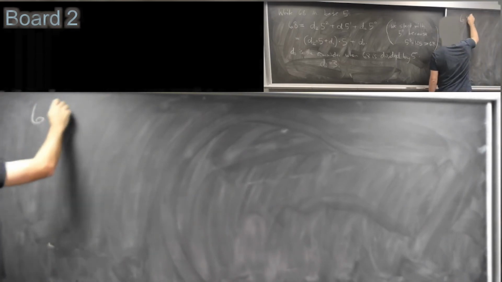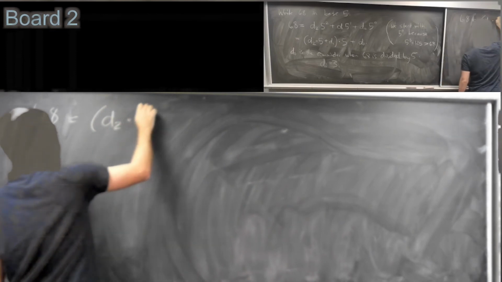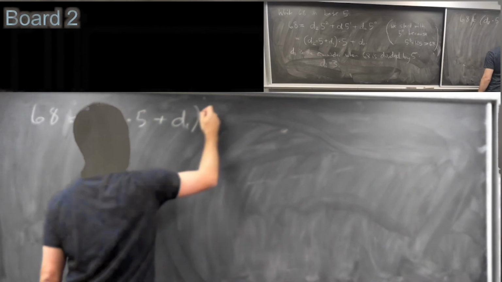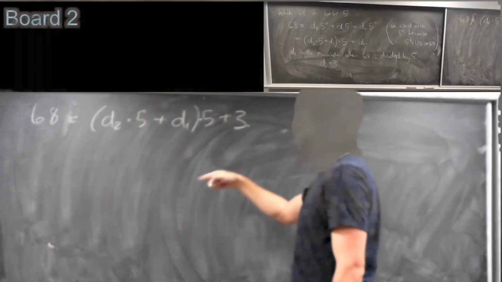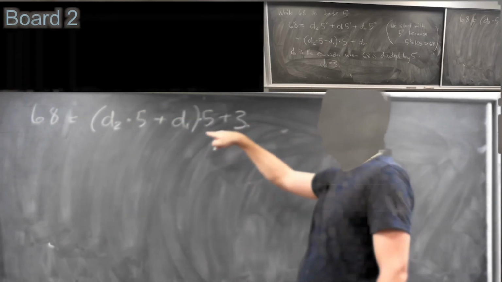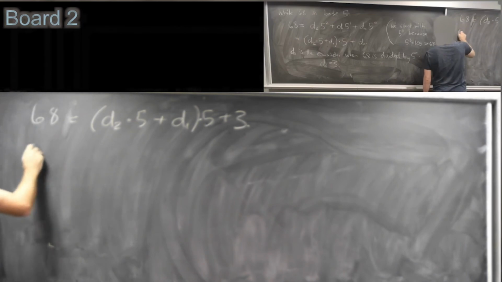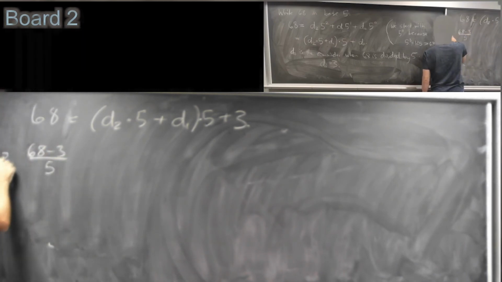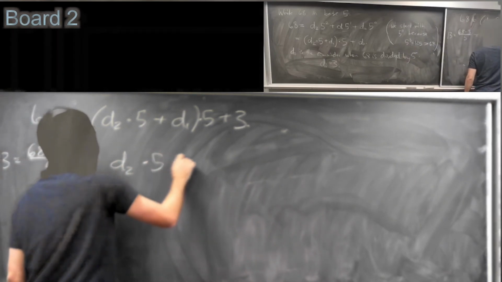Right? Because if I write down my 68, it is d2 times 5 plus d1, times 5 plus 3. So I've determined this 3. I can now move the 3 to the other side and divide by 5. So 68 minus 3 over 5, which is 13, is equal to d2 times 5 plus d1.